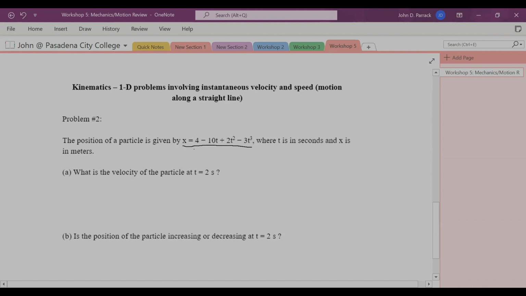We're going to need calculus because we can see there's changing rates here, right? The position of the particle is changing with respect to time, and it's changing in different ways. So when they ask us, what is the velocity of the particle at t equals 2 seconds, they're asking us, what is the instantaneous velocity? What is the velocity at that exact instant when the time is equal to 2 seconds?